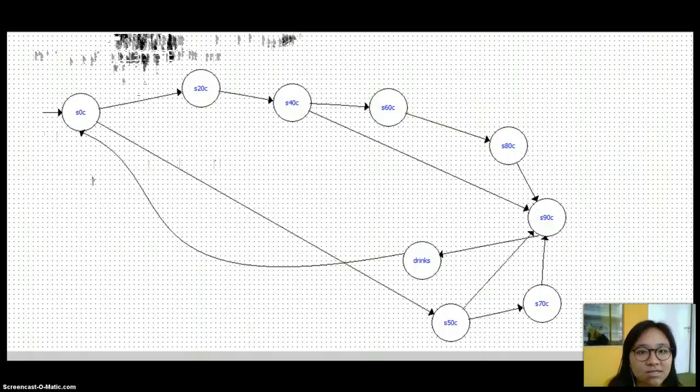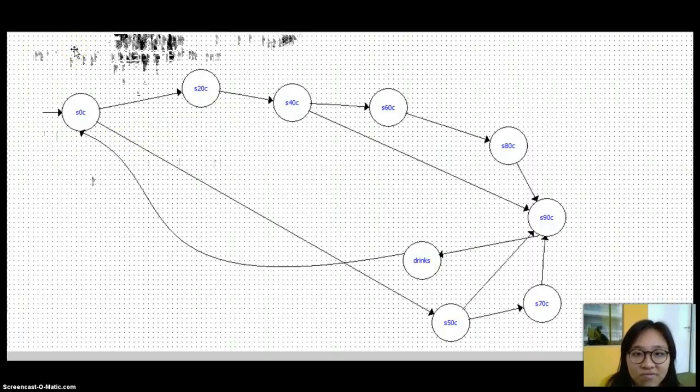So that is our state diagram for our vending machine question. It starts off with state 0. When you insert a 20 cents, it will cycle to this state, and from this state on, we can insert another 20 cents, which will go to state 40. When you reach state 40, you can either choose to insert another 20 cents or 50 cents. If you choose to insert a 50 cents, it will go to state 90, and a drink will dispense, and immediately it will reset back to state 0.